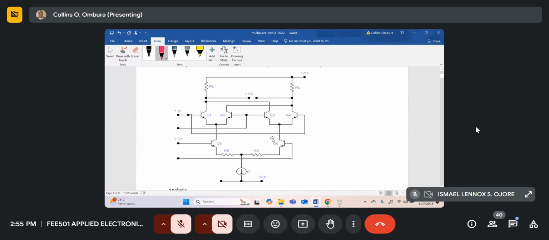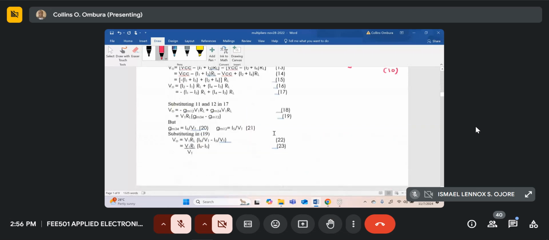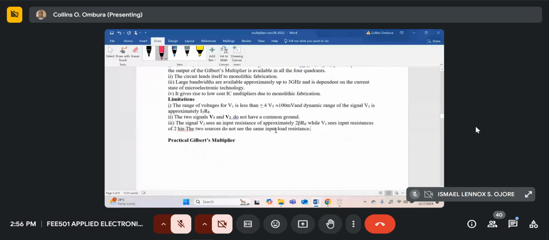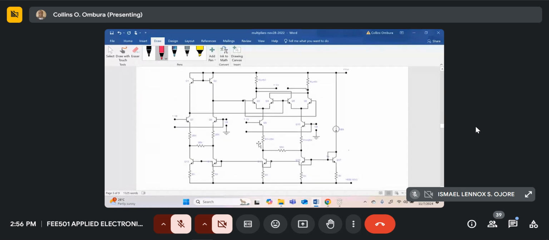But at least we've shown that this circuit can multiply, and it's referred to as a 4-quadrant multiplier. Now, let's see. I won't have time now to analyze another circuit, but let's just see a practical Gilbert's multiplier. So this is the circuit of a practical Gilbert's multiplier. Now let's ask questions on this, and very few students get it right.